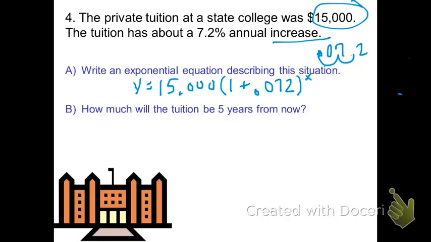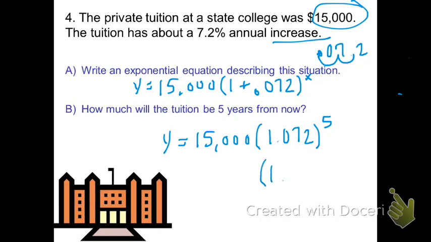Now let's go for tuition 5 years from now. So now we're just going to do what we did beforehand. I'm going to change this to 1.072, to the X, and then for X we're going to plug in 5. Now let's plug into our calculator 1.072 to the 5th power. I got 1.4 and a large number, so I'm going to bring it down to 1.42, times 15,000.